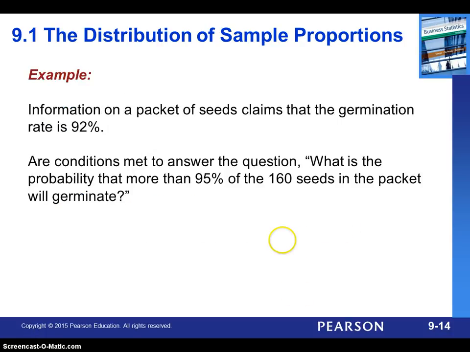So here's an example. This will help us see the numbers and how they work out. This says a packet of seeds claims that germination rate is 92%. So that's the success condition. P, the success, is 92%, so P equals 0.92. Then our question is, what is the probability that more than 95% of the 160 seeds in the packet will germinate?